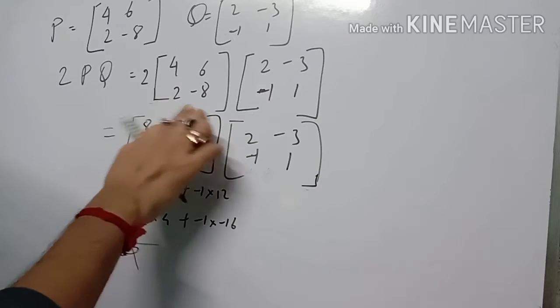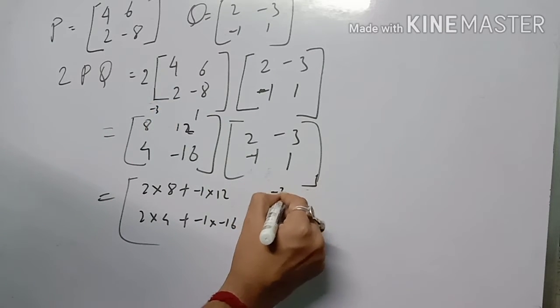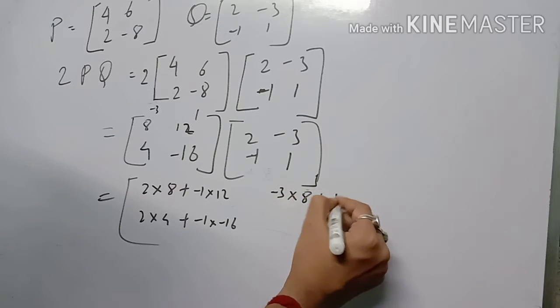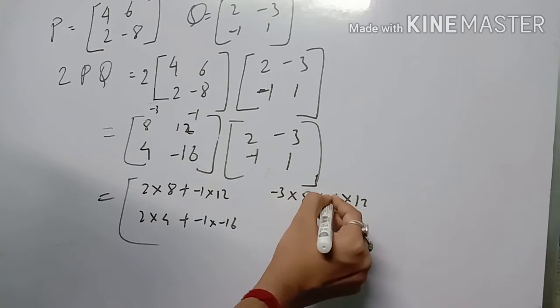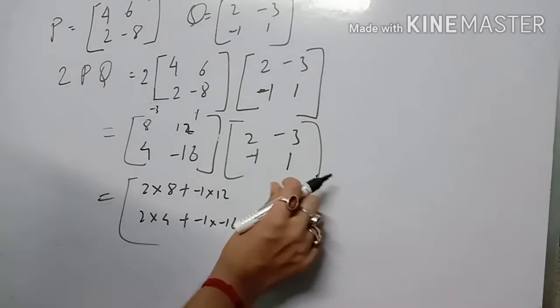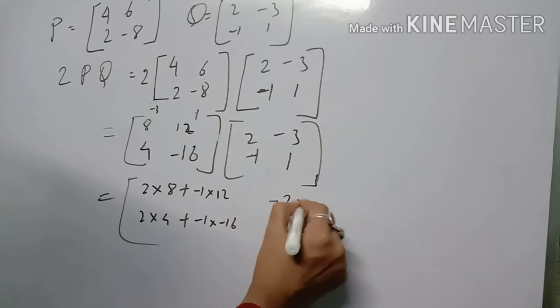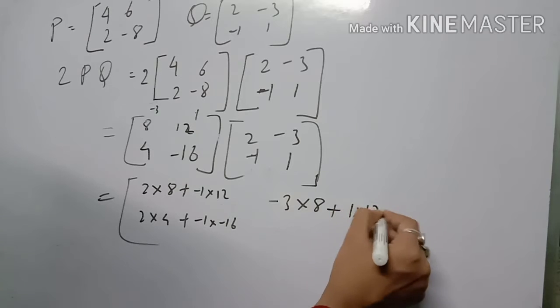I'm going to rub this portion. We'll write minus 3, 1 for our benefit. Minus 3 into 8 plus 1 into 12, minus 3 into 4 plus 1 into minus 16. Sorry, it got crooked actually. That's why I need to rub it.